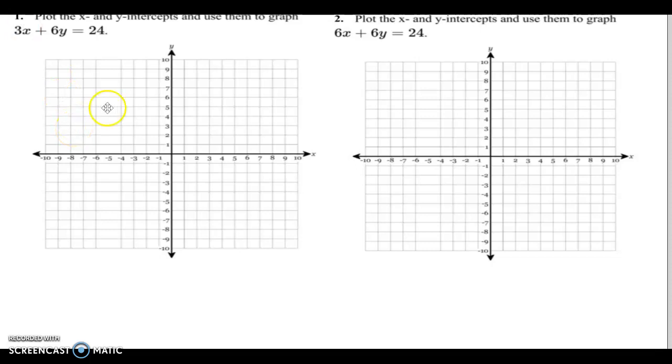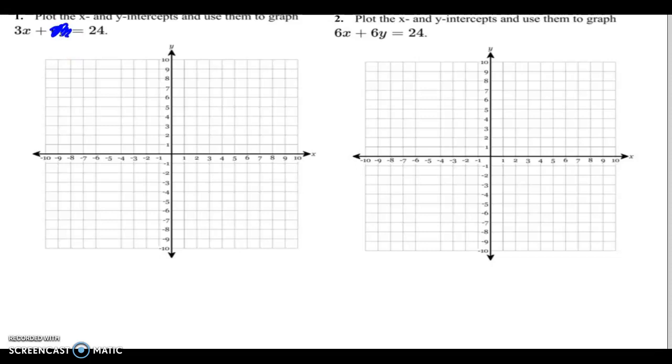Alright, so here it says plot the x and y intercepts and use them to graph. So essentially what you want to do is you've got 3x plus 6y equals 24. And you're plugging in 0 each time. So when x is 0, what is y? And when y is 0, what is x? So what you want to do is just cover it up and solve everything else.